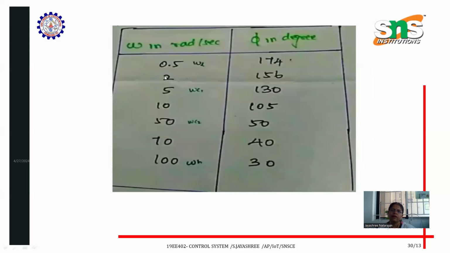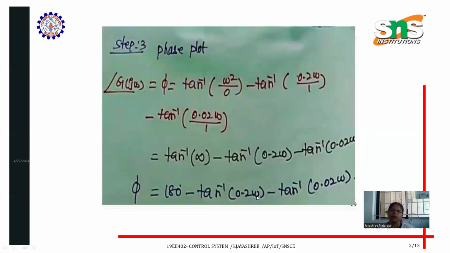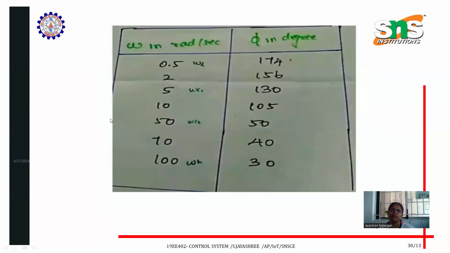So now substituting in this formula, substitute 0.5 and find the value of phase. For 0.5 it is 174. Then for 2, substitute 2 in this formula and calculate the phase. The value is 156. Similarly, for all the values, substitute in the previous formula and calculate the phase. So we are getting 174, 156, 130, 105, 50, 40 and 30. Using this, we can plot the phase plot.